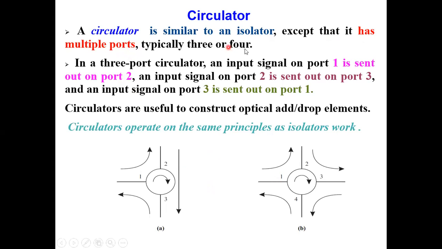Now, what is in circulator? It has multiple ports. So suppose here in this particular diagram, I have a 3-port circulator. Okay, so what we do is input signal on port number 1 is sent on port number 2. If input signal is coming on port number 2, it is coming on port number 3. And if input signal is coming on port number 3, it is going on port number 1. Okay, so it is circulating the signal.